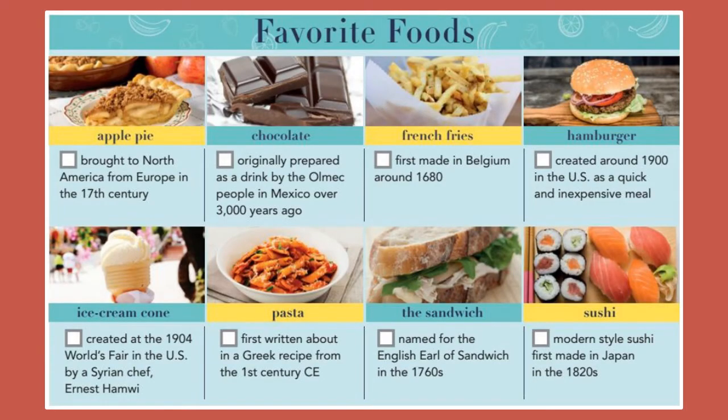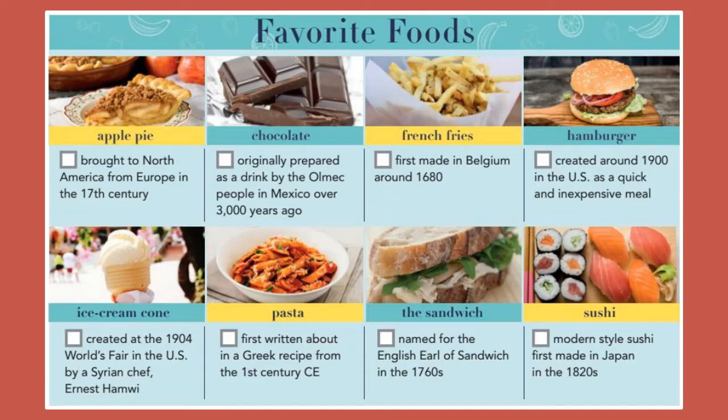Favorite foods: apple pie, brought to North America from Europe in the 17th century. Chocolate, originally prepared as a drink by the Olmec people in Mexico over 3,000 years ago. French fries, first made in Belgium around 1680. Hamburger, created around 1900s in the US as a quick and inexpensive meal.